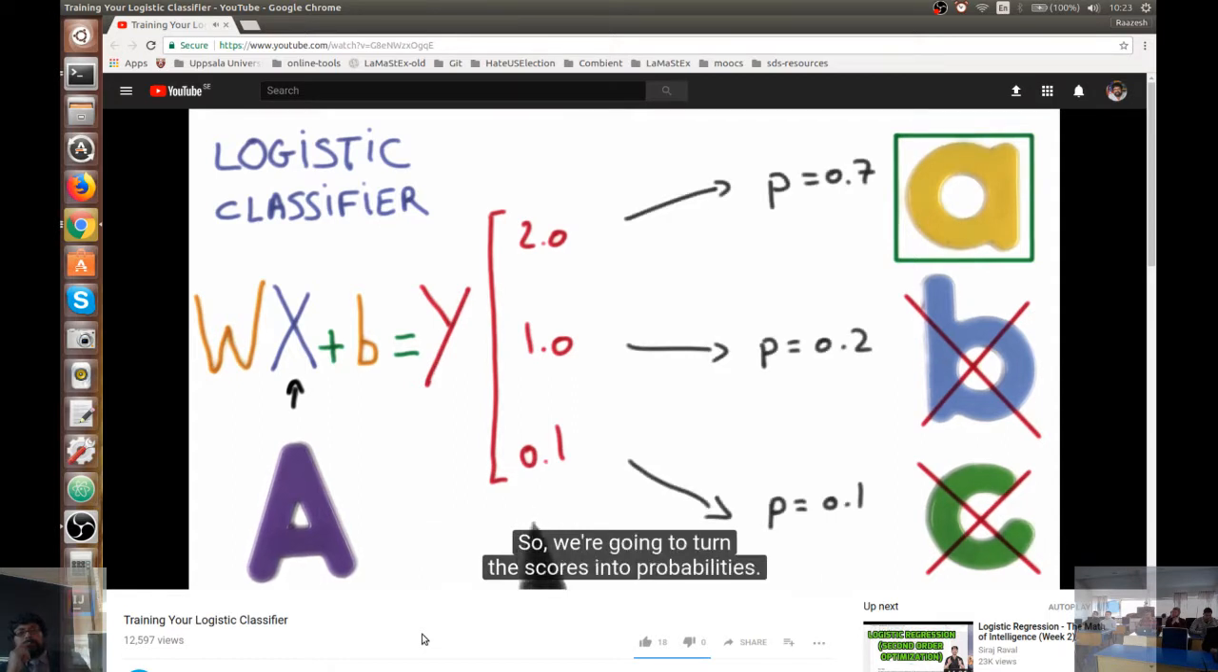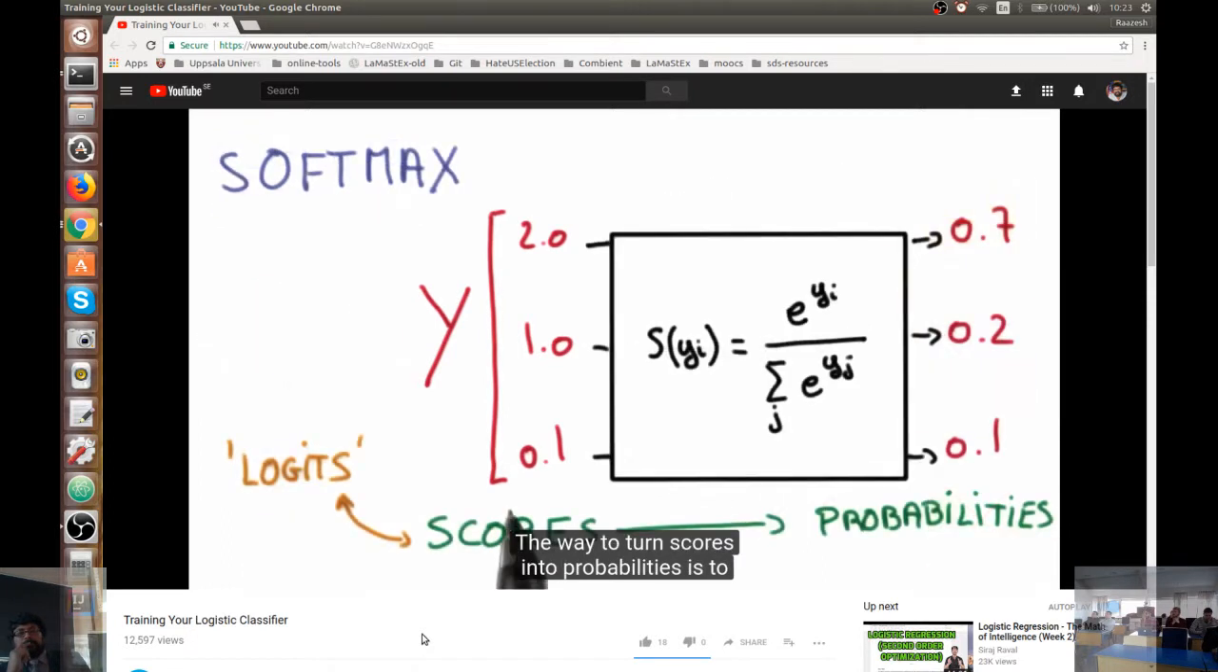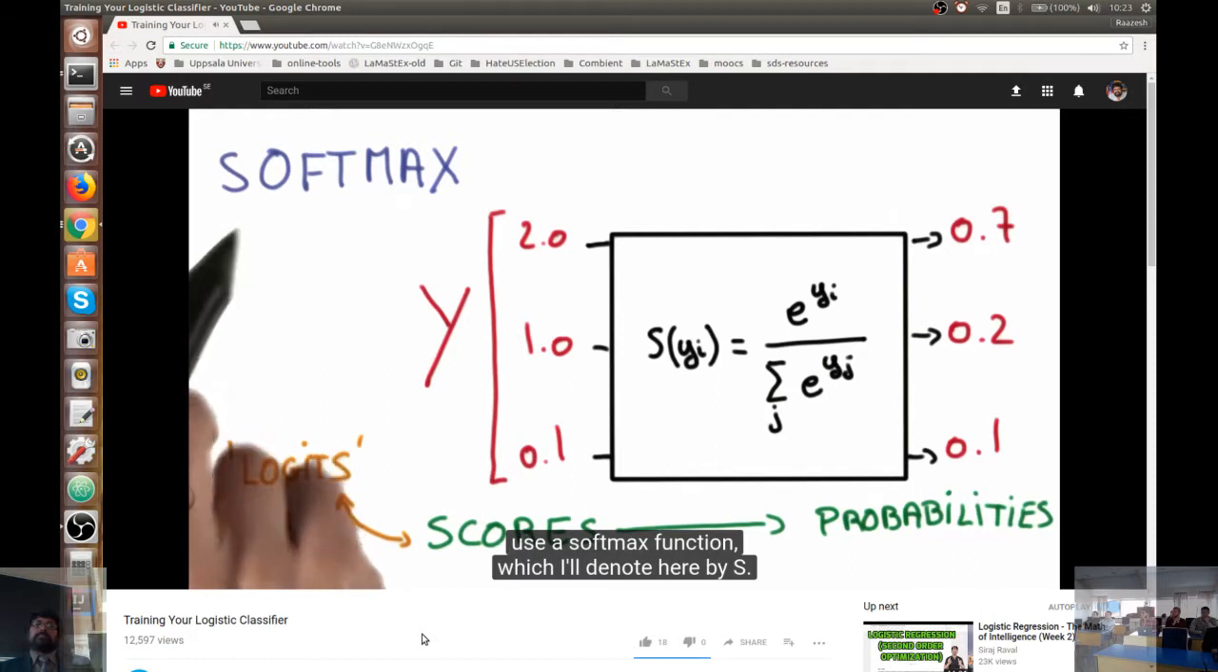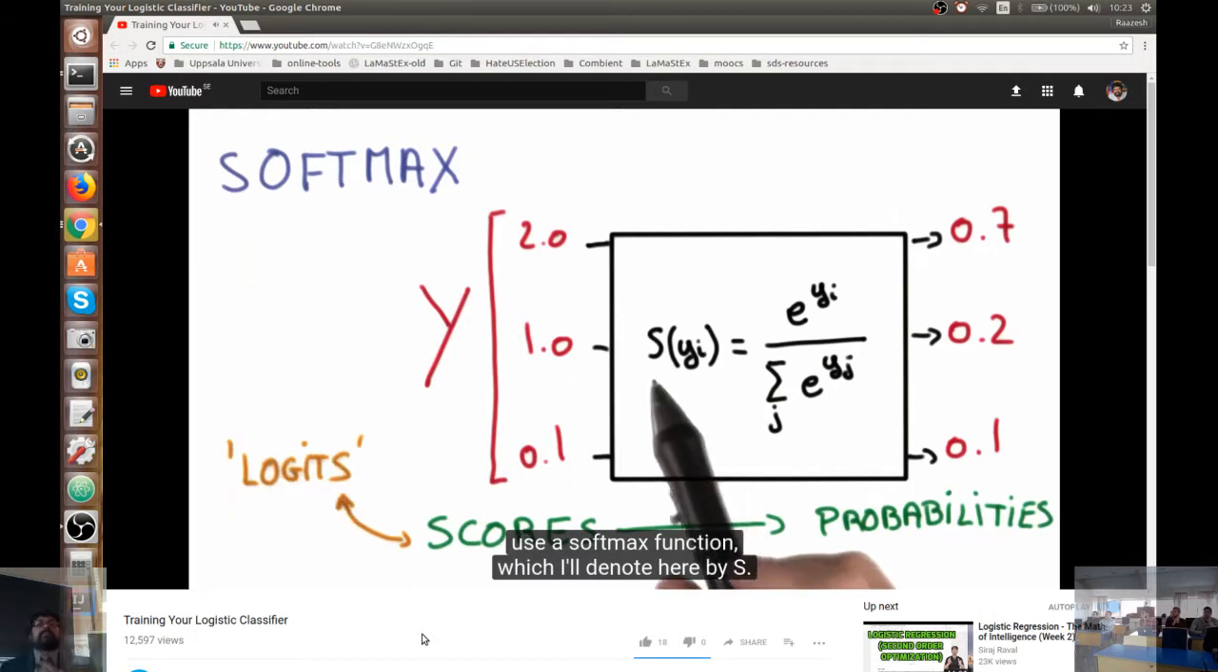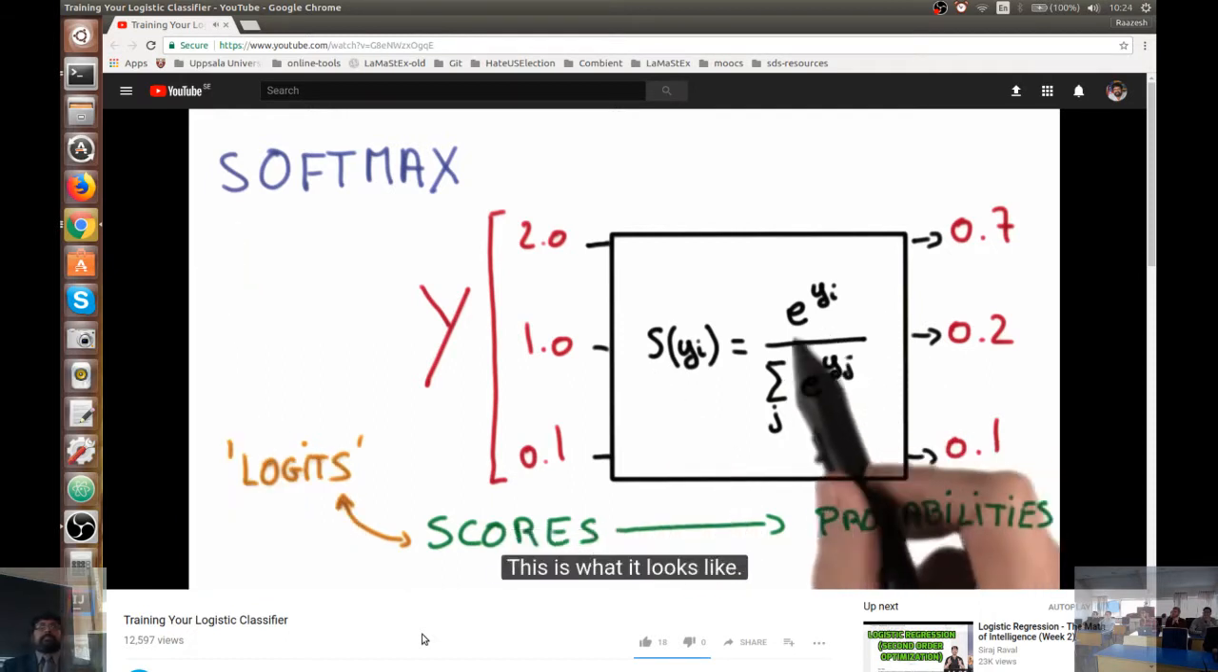So we're going to turn those scores into probabilities. We're going to want the probability of the correct class to be very close to 1, and the probability for every other class to be close to 0. The way to turn scores into probabilities is to use the softmax function, which I'll denote here by S. This is what it looks like.